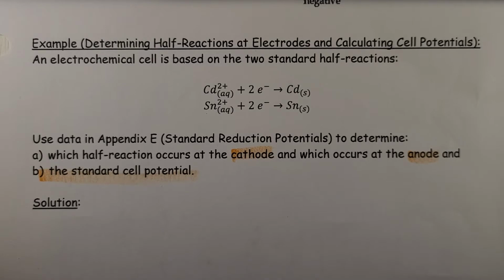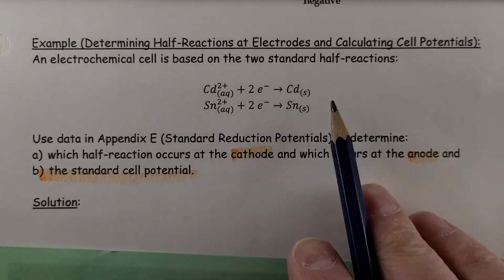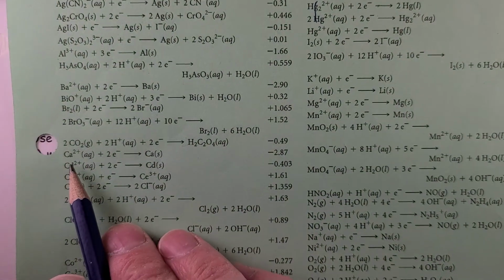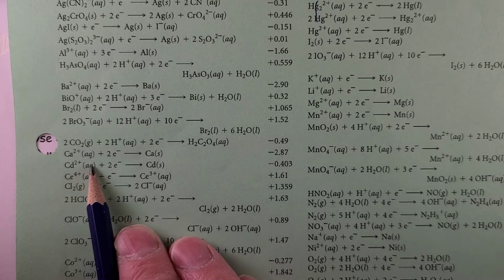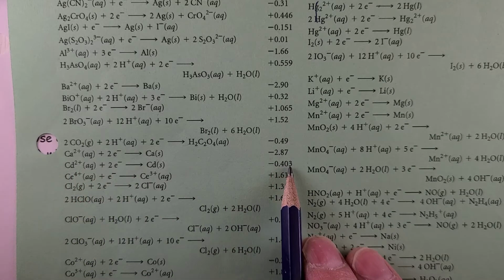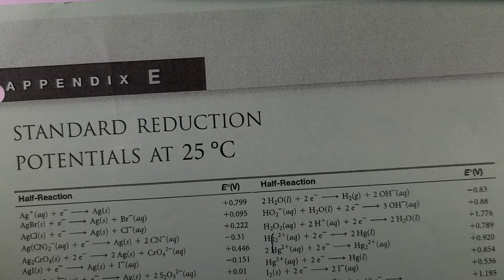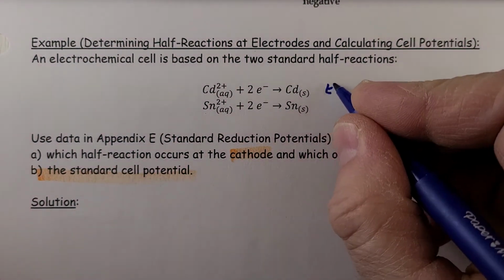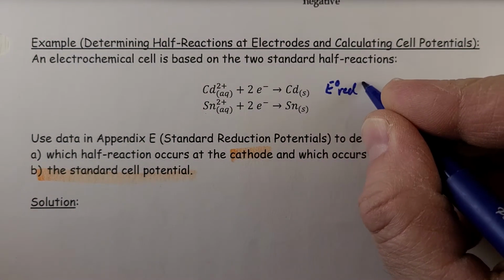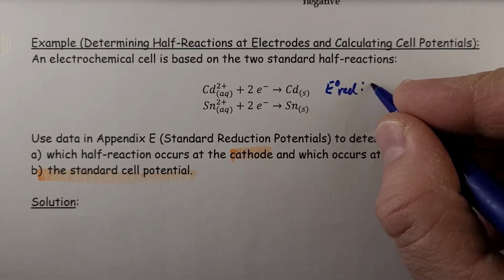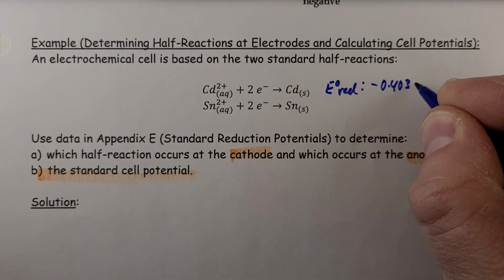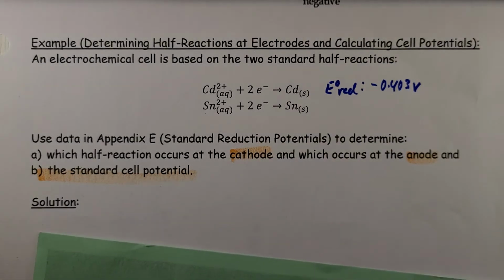Okay, so what we have to do is look up these values. We don't know which one's at the cathode and which one's at the anode until we look at this sheet. So cadmium ion going to cadmium solid. Oh, here it is right here, Cd2+, and it's a value of 0.403 to the negative. So let's write that down. The reduction potential of that is negative 0.403 volts.